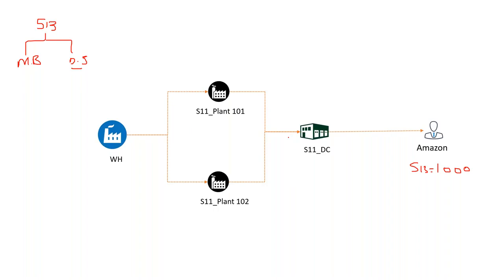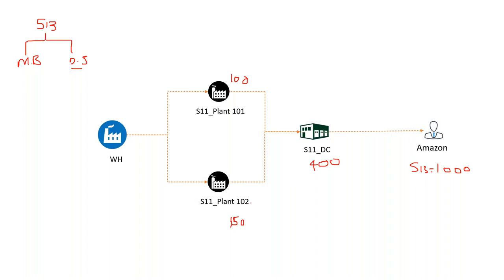Now, what are we going to do with the safety stocks? Let's say inventory optimization gave the output. It says that S13 at the DC should keep 400, plant 1 should keep 100, plant 2 should keep 150. Why? Because the inventory holding cost is less in plant 102. So the costs also come into the picture here.